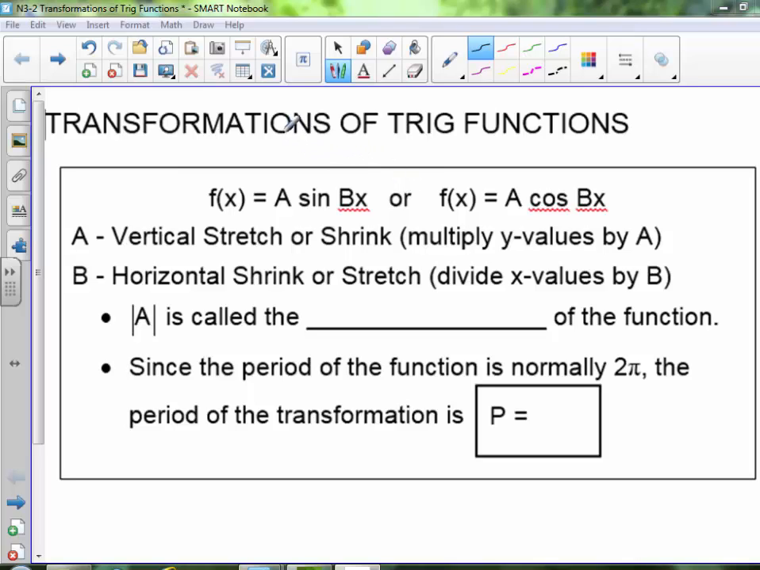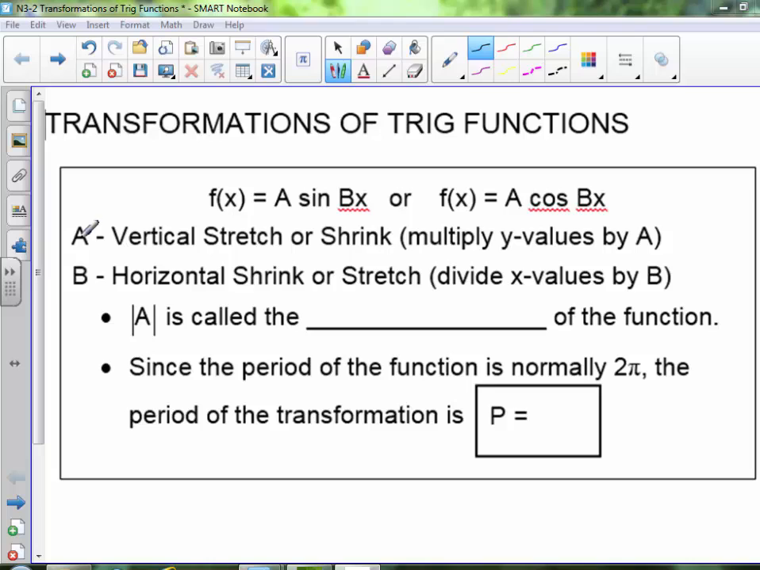All right, so today we're going to look at transformations of trig functions. f(x) = a sin(bx), and f(x) = a cos(bx), where a and b are any real numbers. So we're taking the original sine and transforming it by multiplying the function by a, and multiplying x by b. Same thing for cosine.